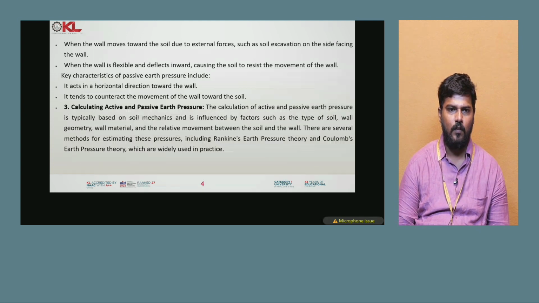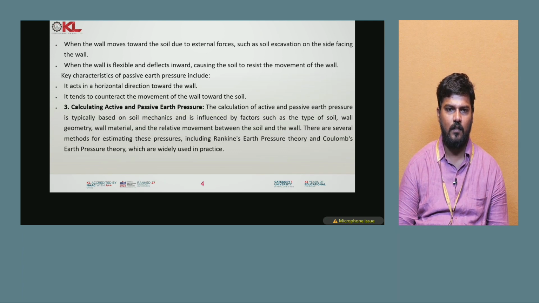When the wall moves towards the soil due to external forces such as soil excavation on the side facing the wall, or when the wall is flexible and deflects inwards, causing the soil to resist the movement of the wall. So the key characteristics of passive earth pressure include: it acts in a horizontal direction towards the wall. Next, it resists the movement of the wall towards the soil.